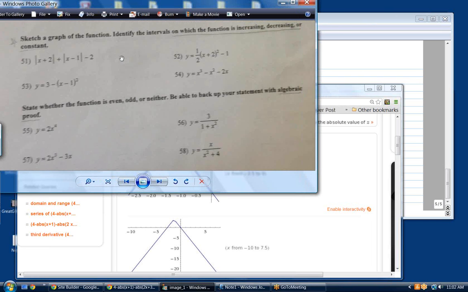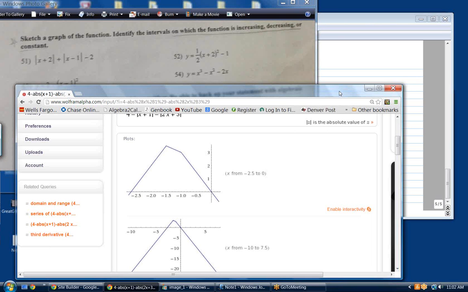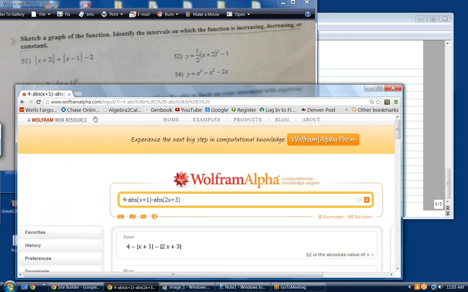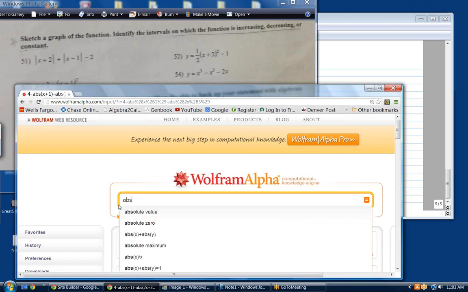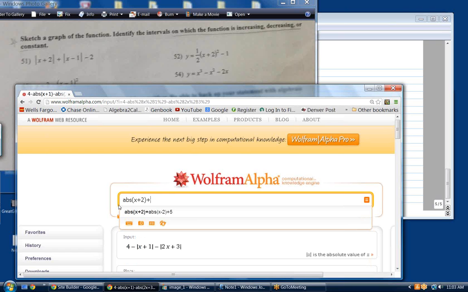All right. Let's put in 51. We did some of these yesterday. Sketch a graph. Well, when they say sketch a graph, that means you can use your calculator, right? Yeah. They don't want you to have to sketch these manually, I'm gathering.